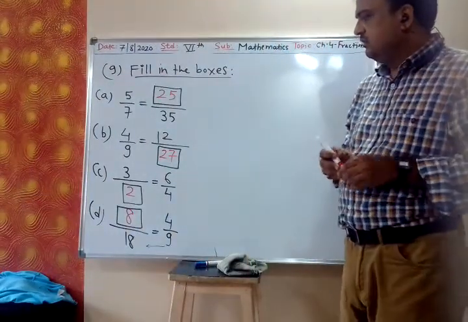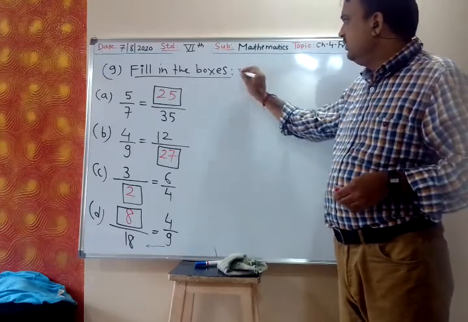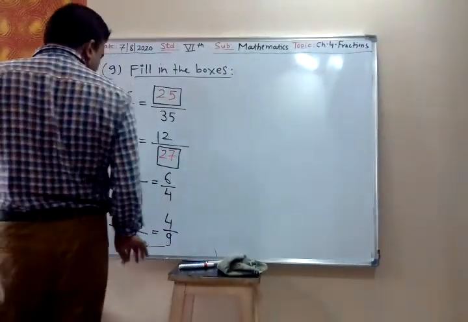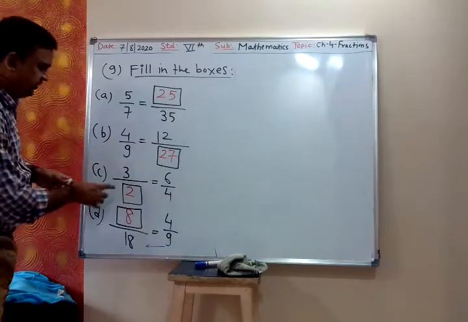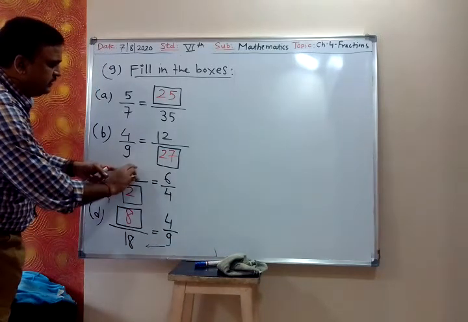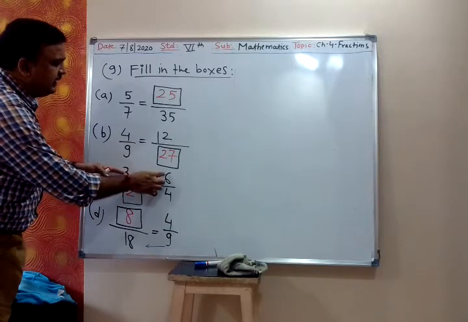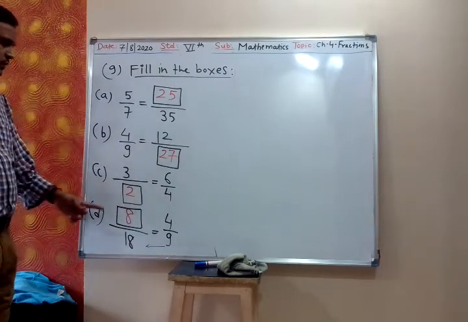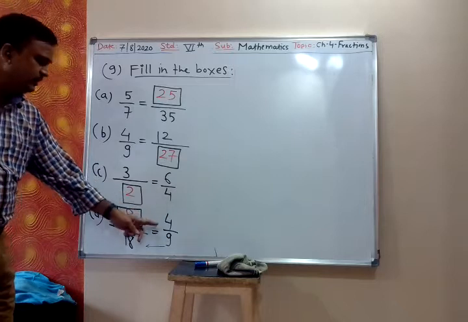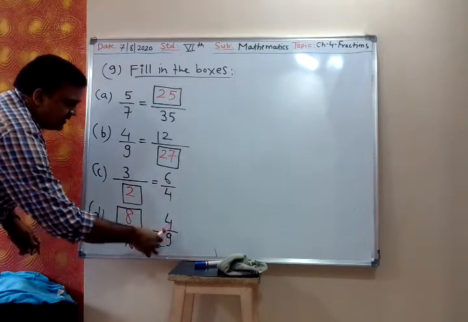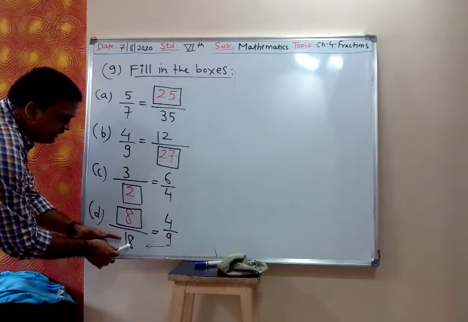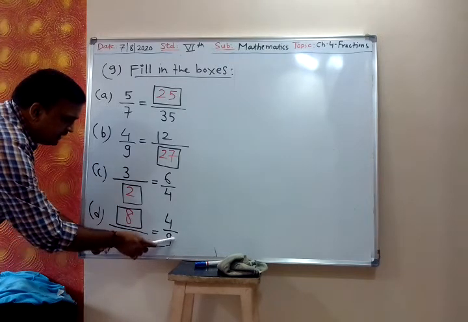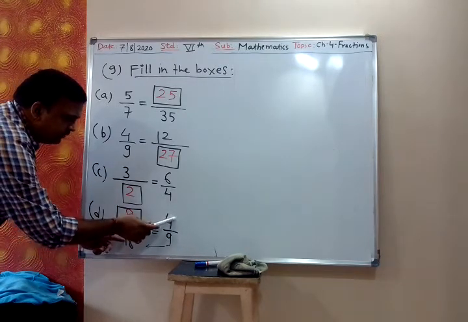Yes, ask. See here, because 3 becomes 6. So 3 becomes 6 means we have multiplied by 2. So this becomes 4. We have multiplied 2 by 2, so it becomes 4. Then 9 becomes 18. That means we have multiplied 9 by 2.